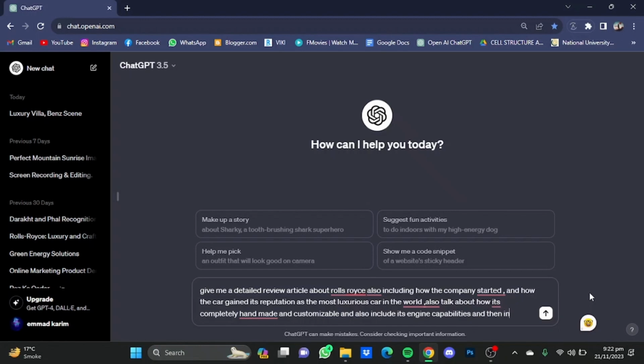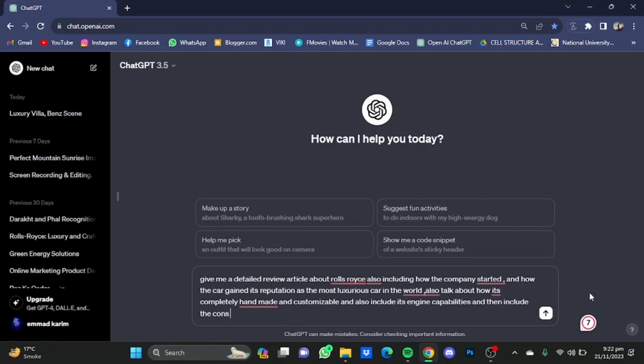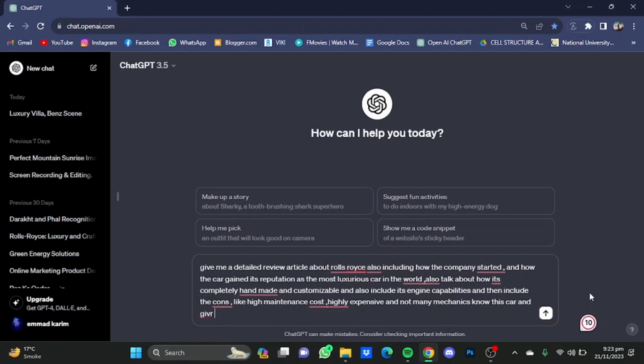and then include the cons like high maintenance cost, highly expensive, and not many mechanics know this car, and give a verdict in the last.